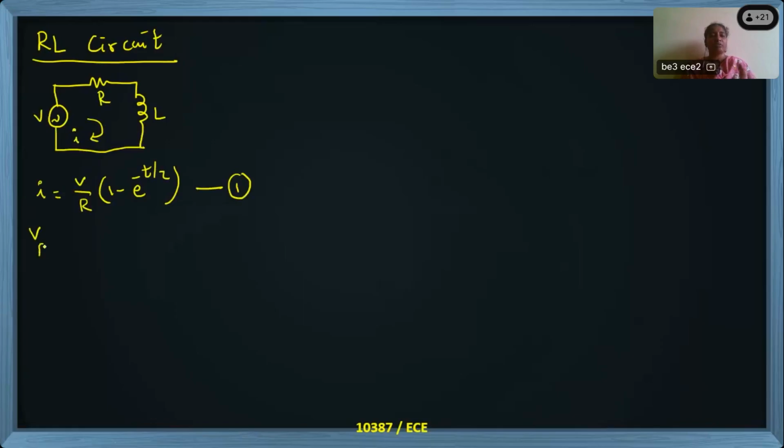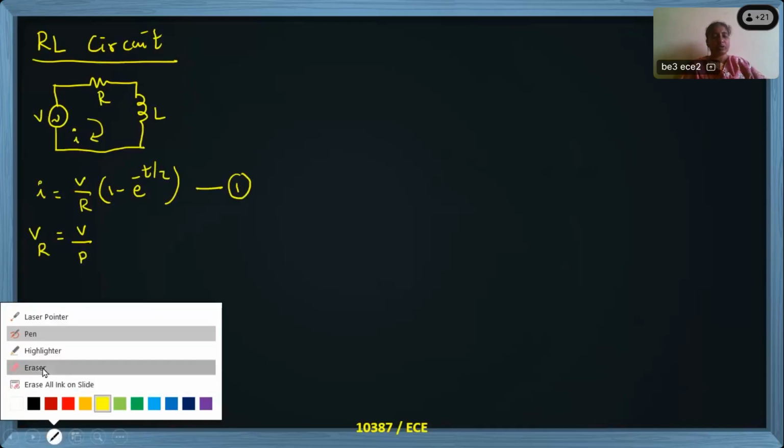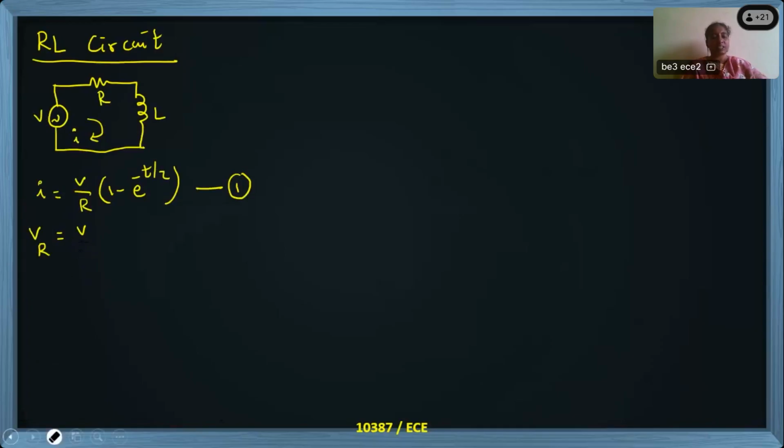Next, VR. VR will also look similar. Only V will come, not V by R, because it is a voltage parameter. V is nothing but the supply voltage in the diagram. So V into 1 minus e power minus t by tau. This is the second equation you will remember. And output is taken across the inductor. Equations 1 and 2 are increasing graphs. So now this is a decreasing graph: V into e power minus t by tau.